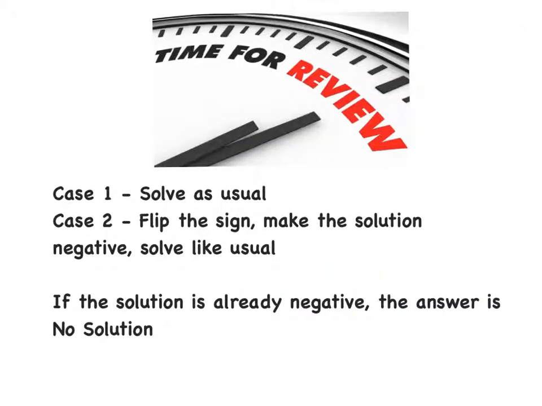Time for a quick review. Remember, in inequalities involving absolute value, there are two cases. First case, you basically just solve it as usual. The second case, step 1, flip the sign. Step 2, make the solution negative. Then the final step, solve it like usual. If the solution is already negative, the answer is no solution. So take your time with this. I think you all will do fine. Let me know if you have any questions.